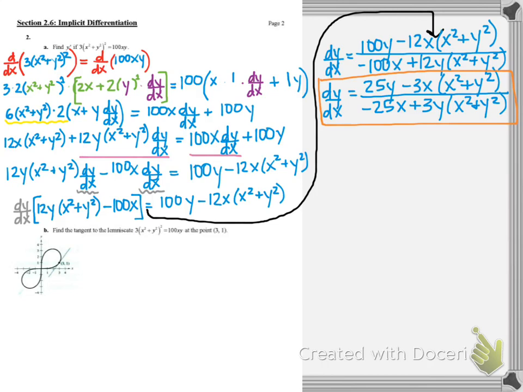Part B asks us to find the tangent line to this curve. There's a picture here for you to see how that graph would look. We're trying to find the tangent line drawn at (3, 1). Similarly to what we did in number 1, 3 is our x and 1 is our y. So first we're going to plug into our derivative function from part A.